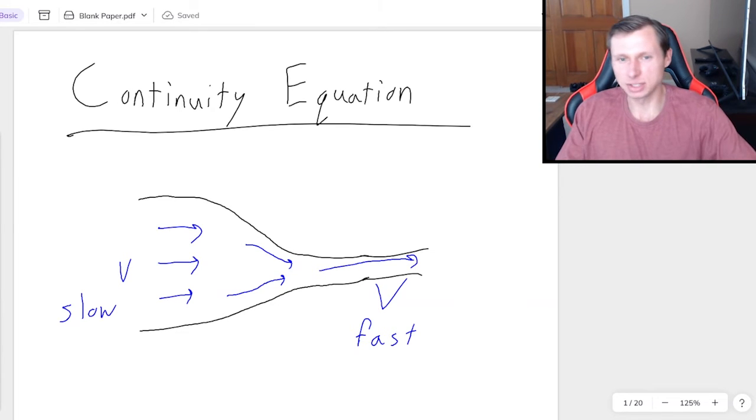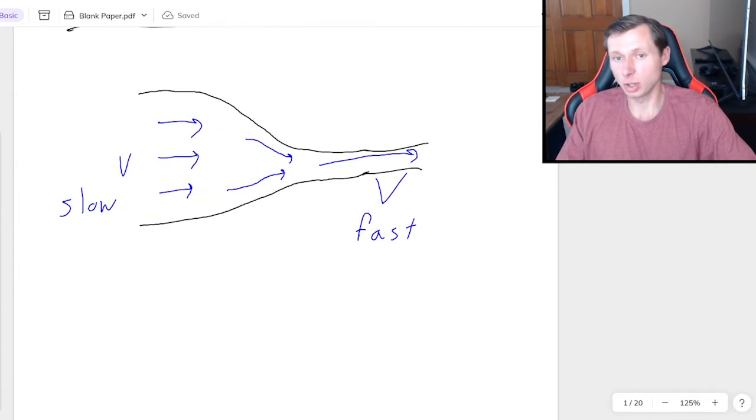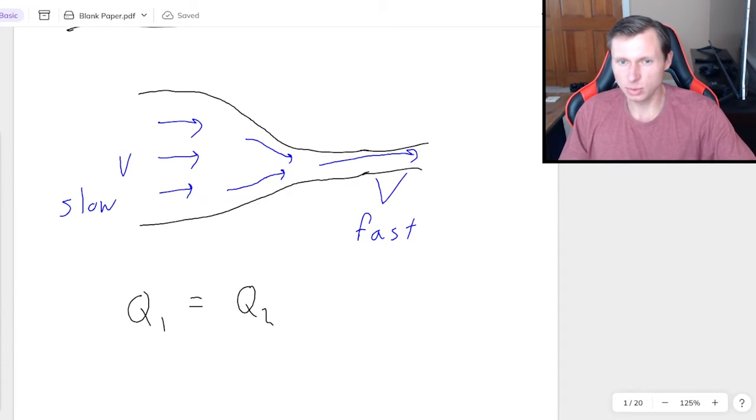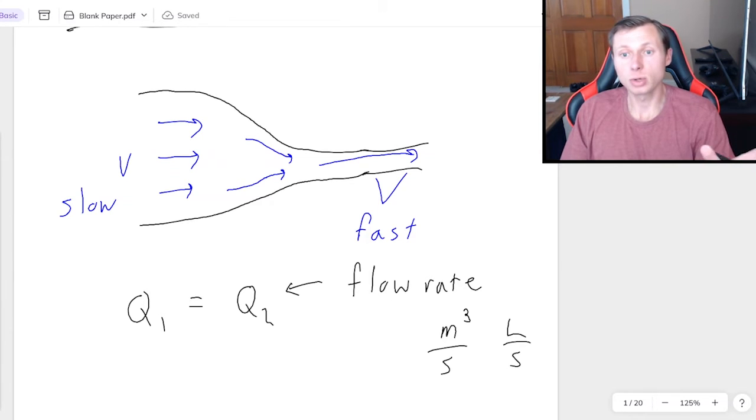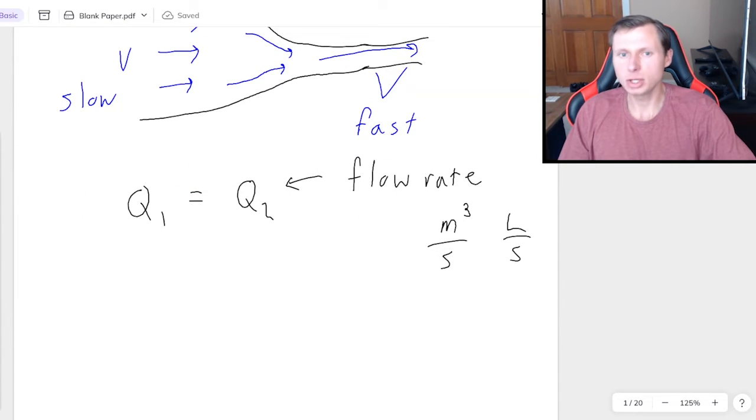So I don't have a good analogy for this, but I do have a very good equation, which again is the continuity equation, which is to say that Q1 equals Q2. What the heck is Q? That's the flow rate, which is going to have the units meters cubed per second. Or you could also do liters per second or liters per minute. In other words, it's a volume divided by some unit time. That's what flow rate is, a volume over time. But Q1 equals Q2 is not very helpful on its own.